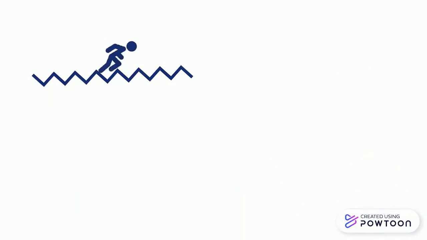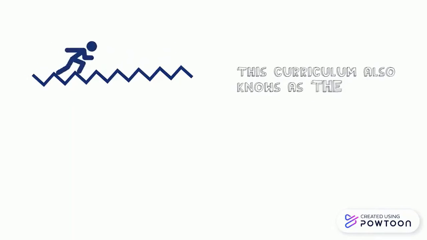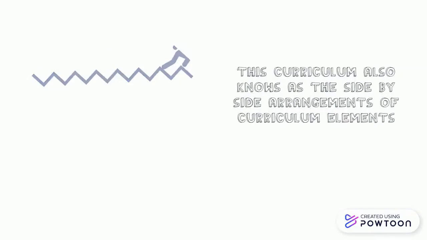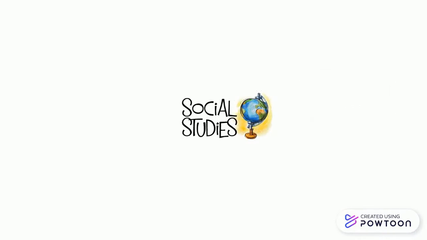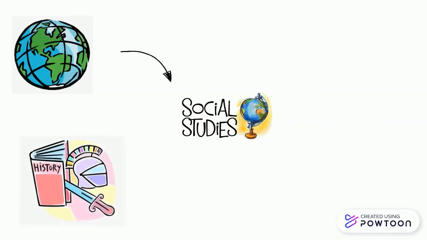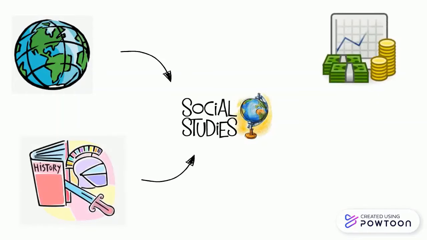This kind of curriculum is also known as the side-by-side arrangement of curriculum elements. One best example of this is the social studies curriculum. For example, it asks about the relationship between geography, history, economics, and civics in the elementary social studies curriculum.